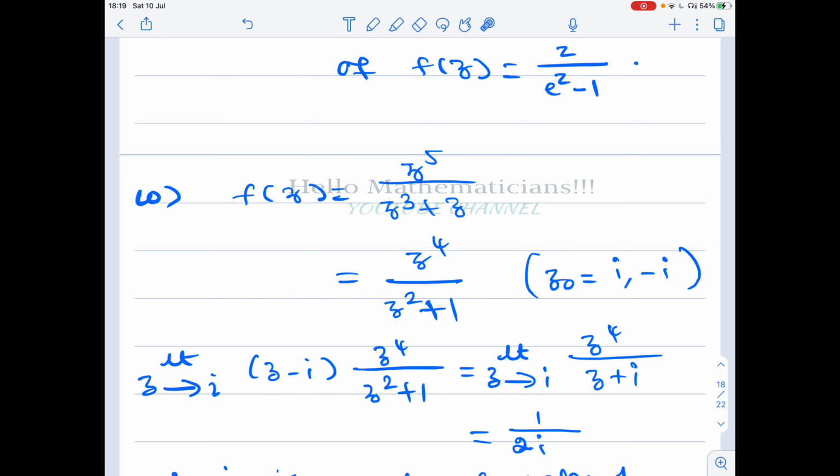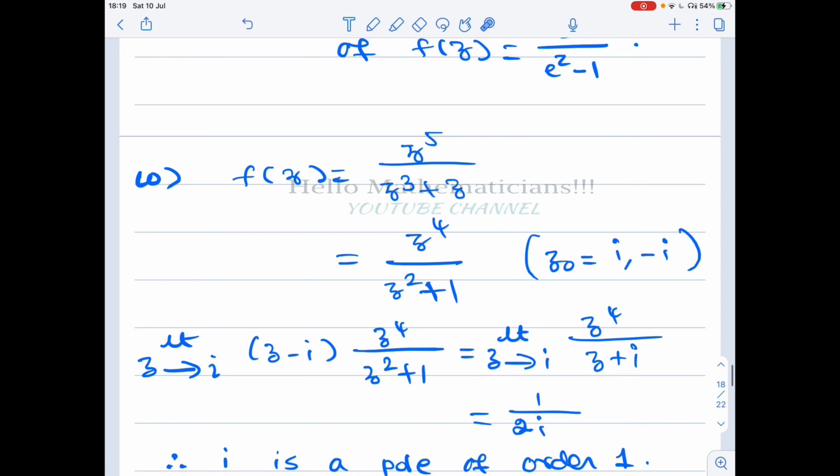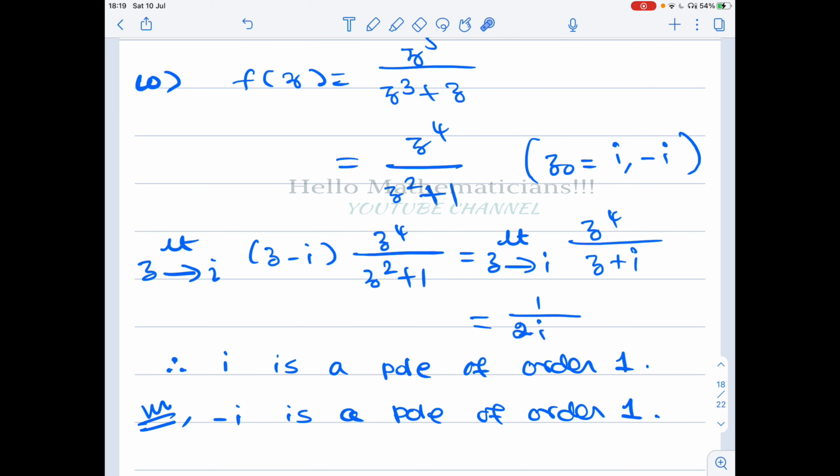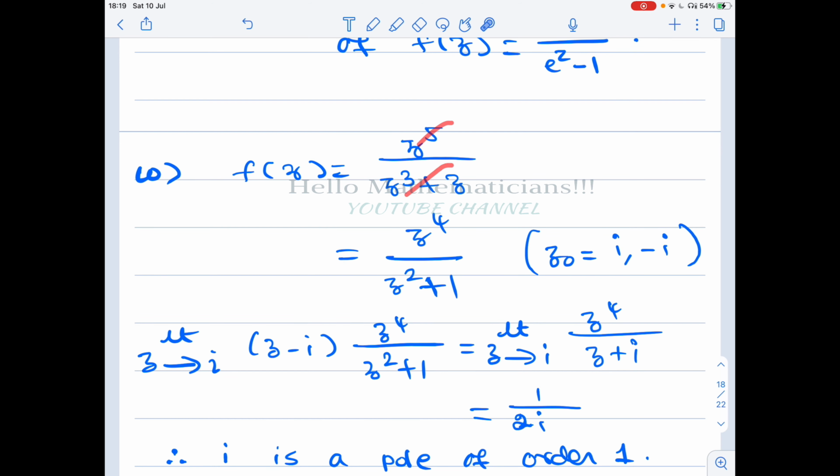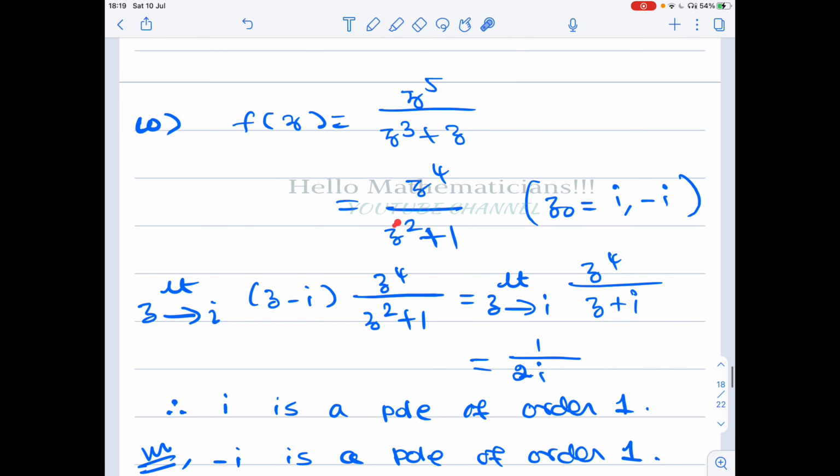Okay, let's look at f of z equal to z power 5 by z cube plus z. If it is a polynomial, we have some standard method. First you can cancel one z. You'll get z power 4 by z square plus 1. Therefore, you can talk about singularities at i and minus i. Clearly, i and minus i are isolated singularities.